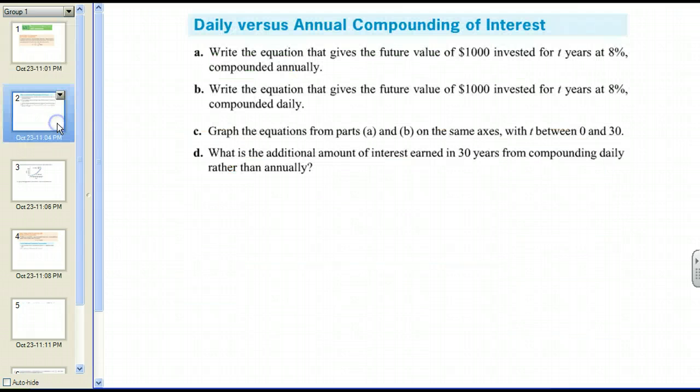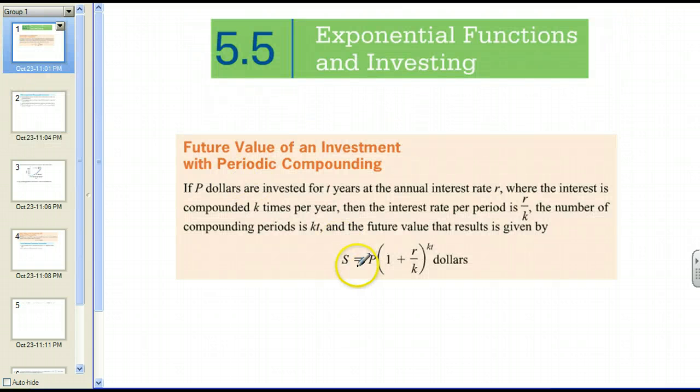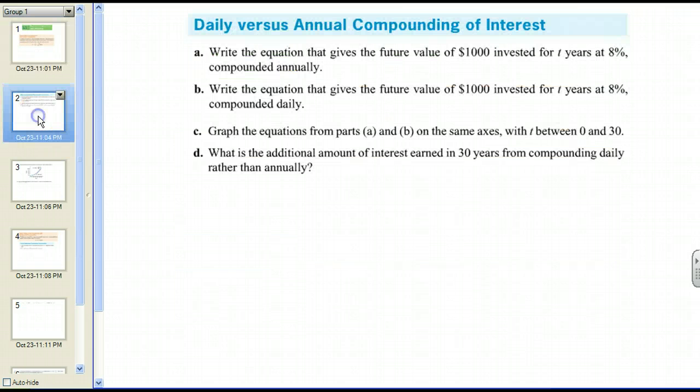To give you an example of how this formula is used, write an equation that gives the future value of $1,000 invested for T years at 8% compounded annually. Now they want us to use S for the future value in this chapter. So that would be S equals 1,000.